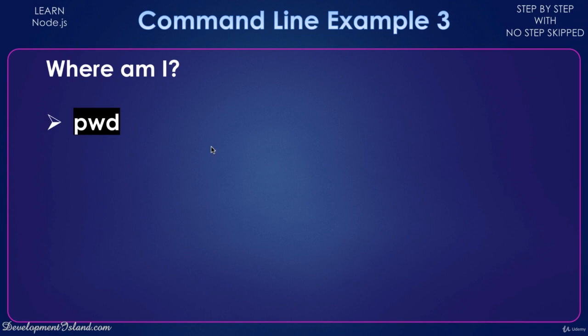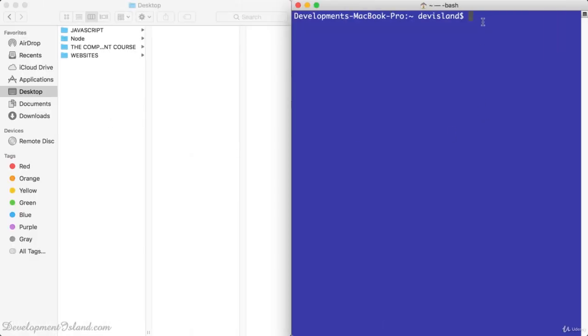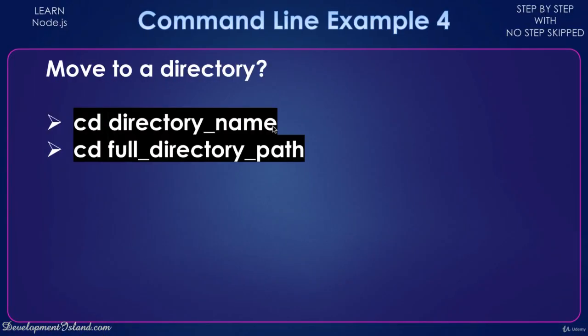Where am I? This command will tell you the current directory where you are at the moment. So if you type pwd, it will tell me that I am currently in /users/devisland. So basically when I log in as Dev Island, I'm automatically directed to this directory. I am not in the root directory of the computer, by the way. So to go to the root directory of the computer, I need another command, which is cd. So cd will help you move to another directory.